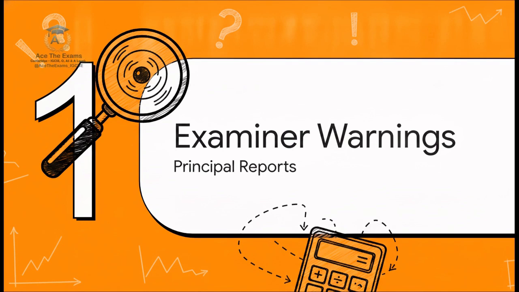Section 1, the examiner's warnings. Let's peek behind the curtain and look directly at what the principal examiners, the people actually grading your papers, are saying about why genuinely smart students constantly drop points on these calculations.